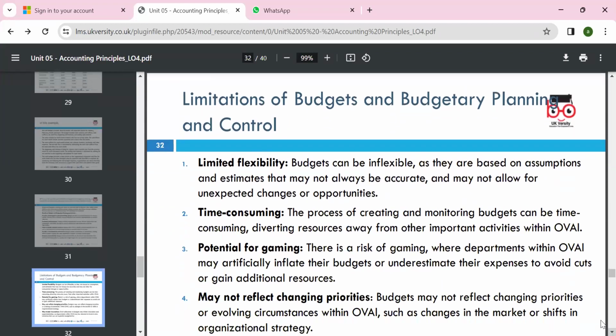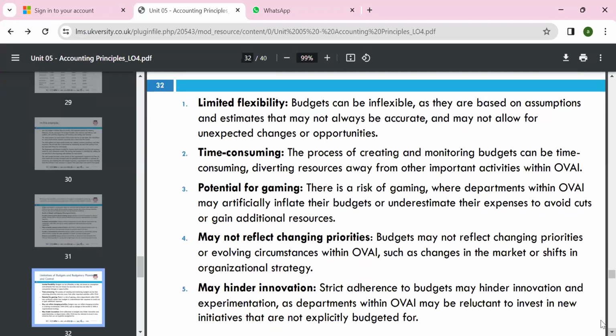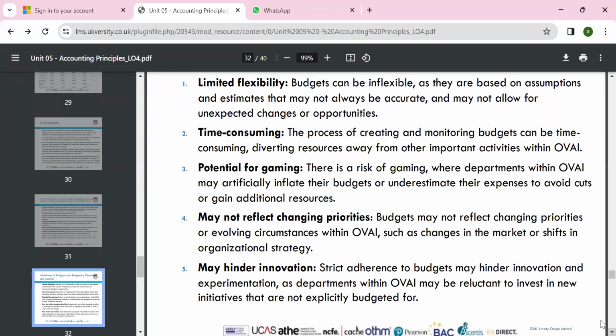Limitations of the budget: limited flexibility, where there is something you can't do. For example, only one supplier supplies the goods, so you have to negotiate with only one. Sometimes budgeting can be time consuming. Budgets can be open to gaming. You have to measure the risk. Sometimes you can annoy people if you're not making payments on time. A budget may not reflect changing priorities, because the priorities of the organization, the environment or the circumstances change, and people may not be buying things. That's why sales are down due to COVID, due to the environment.